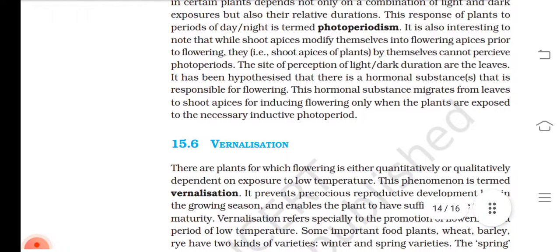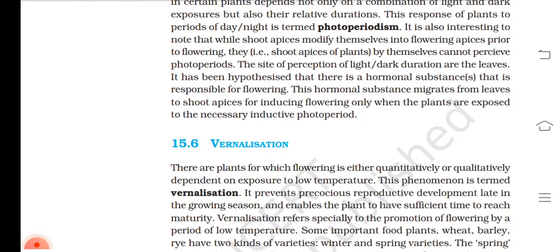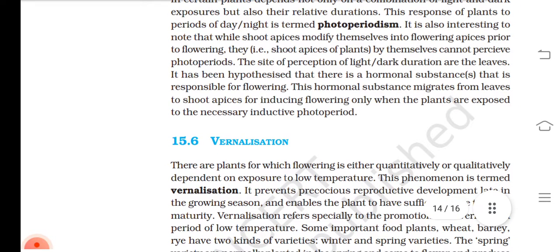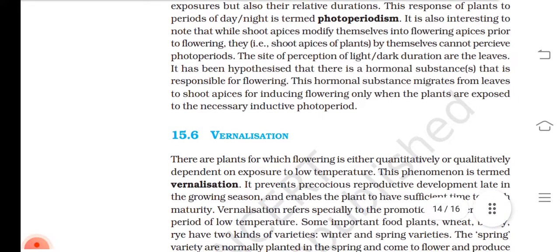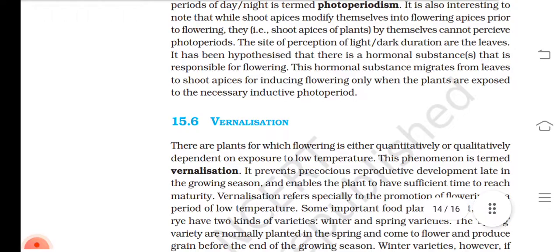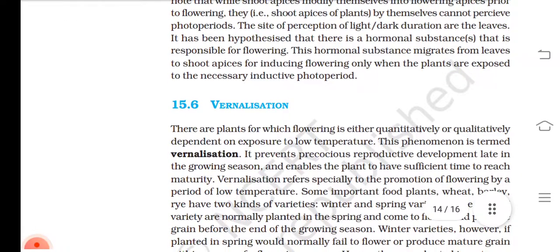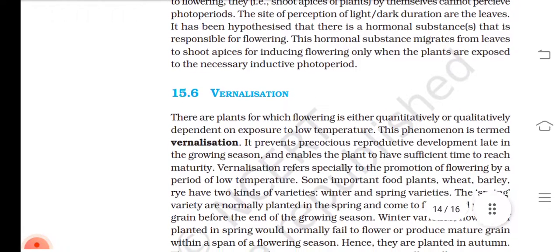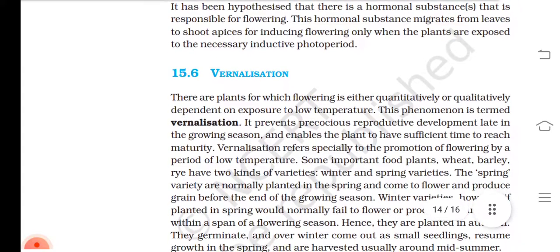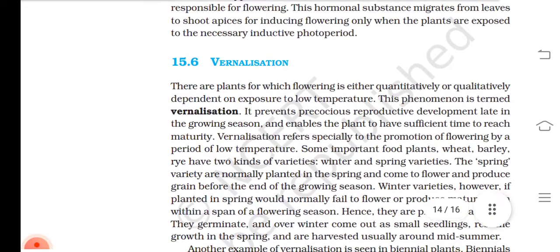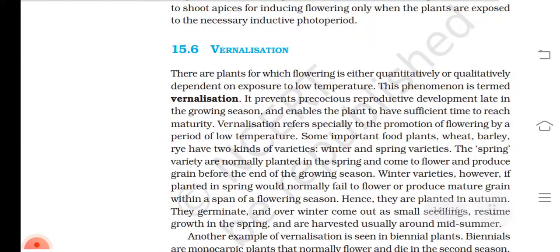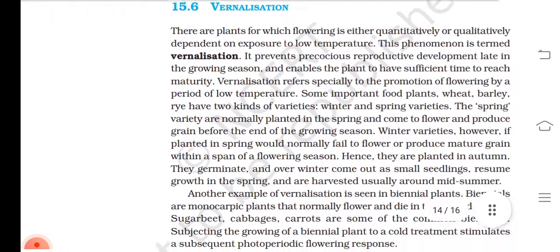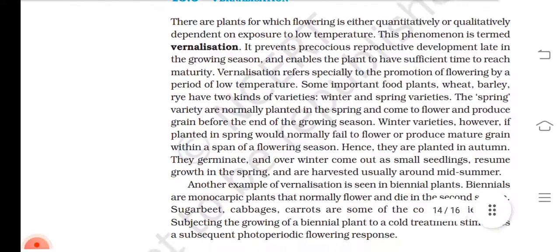It is also interesting to note that while shoot apexes modify themselves into flowering apexes prior to flowering, shoot apexes of plants by themselves cannot perceive photoperiods. The site of perception of light and dark duration are the leaves. It had been hypothesized that there is a hormonal substance that is responsible for flowering. This hormonal substance migrates from leaves to shoot apexes for inducing flowering only when the plants are exposed to the necessary inductive photoperiod. 15.6 Vernalization.